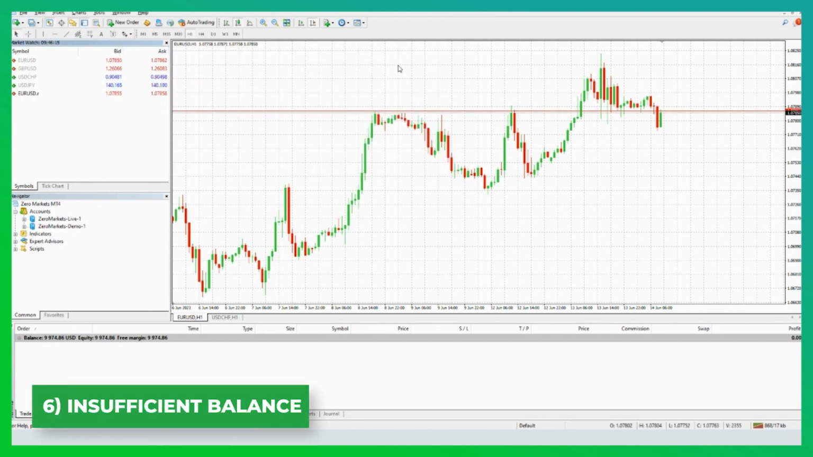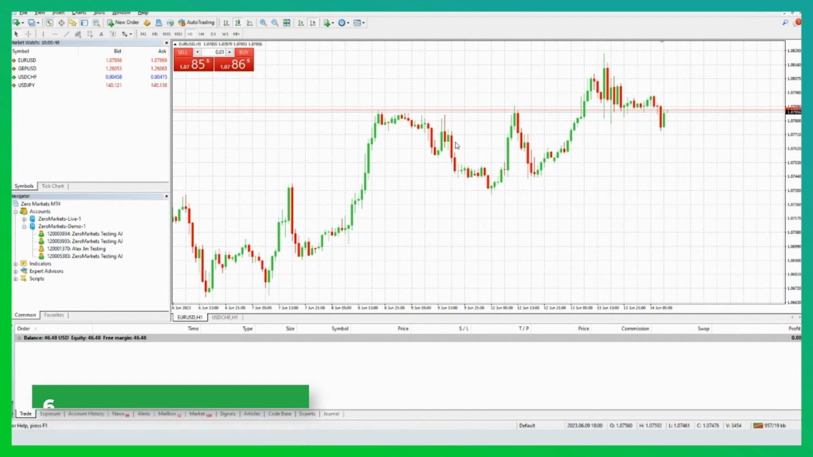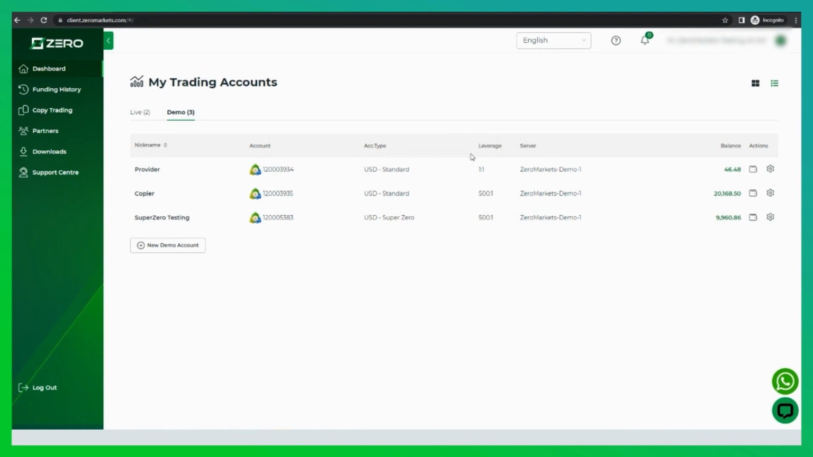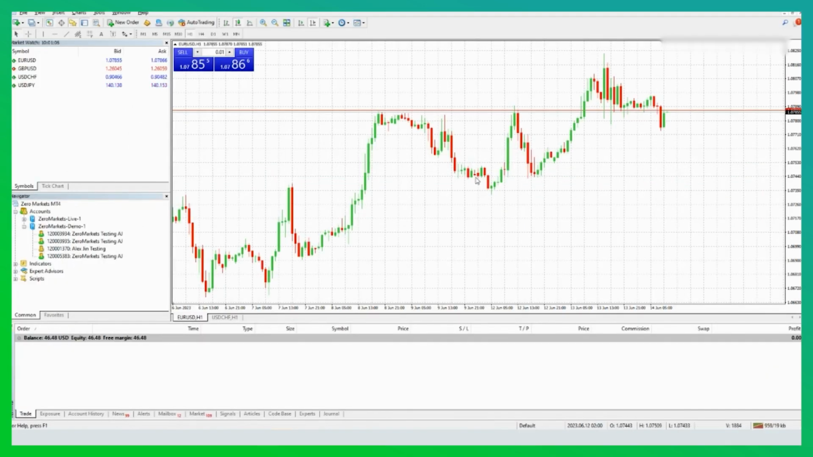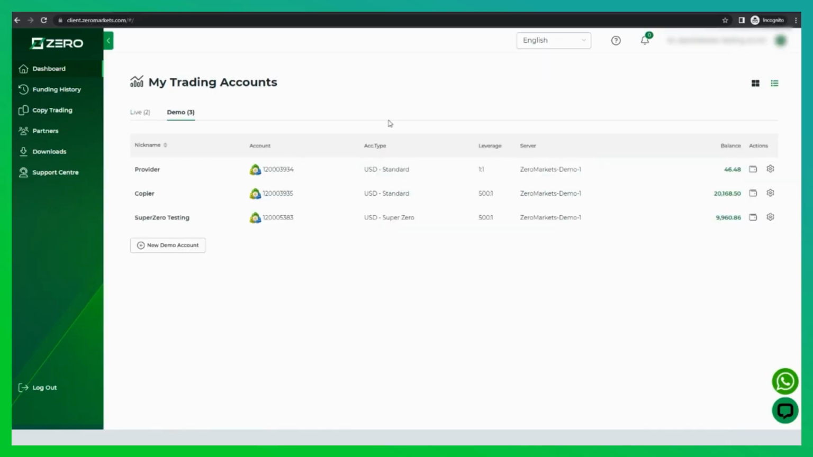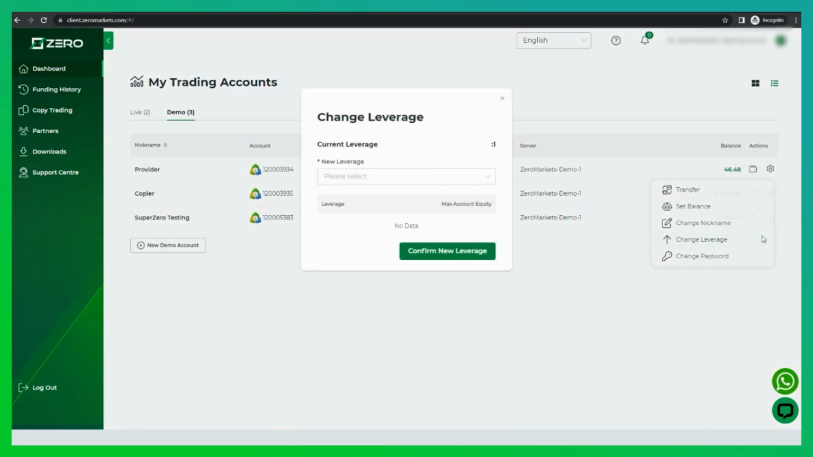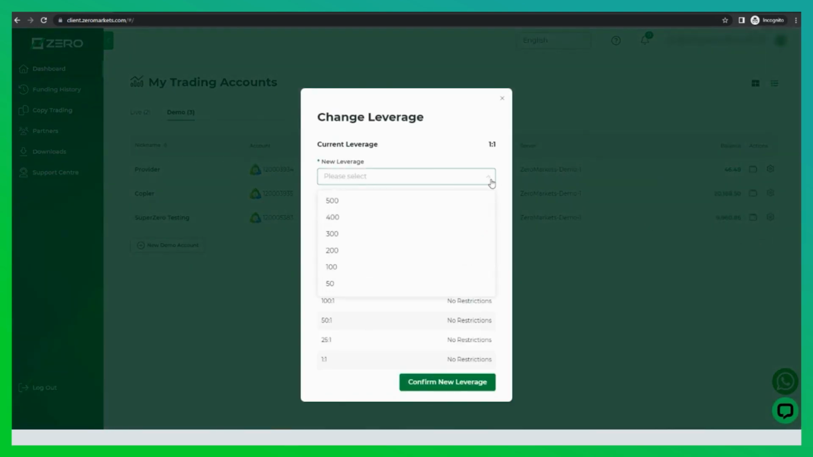Cause 6. Insufficient balance. The final, most common cause would be the insufficient balance error. Insufficient balance is quite self-explanatory. It is a lack of funds to support the margin requirements of the trade. If the leverage of the account is low, the required margin becomes greater, and thus this error could occur even for small position sizes. With a leverage of 1, it is not possible to open the minimum position for EURUSD. You can change the leverage of the account on our portal with ease. Changing the leverage to 500 to 1 allows you to open the minimum position.